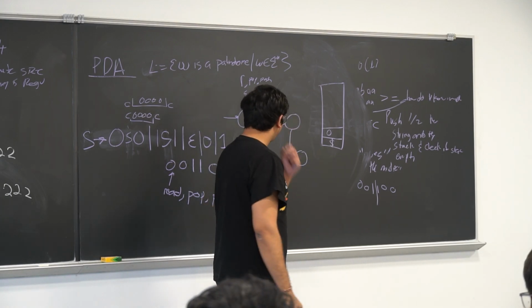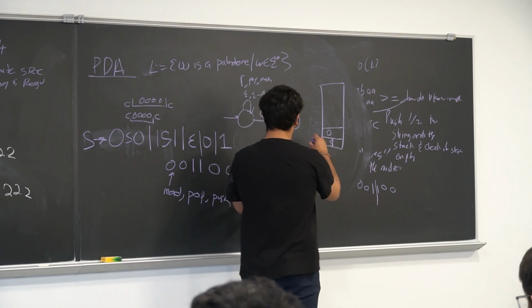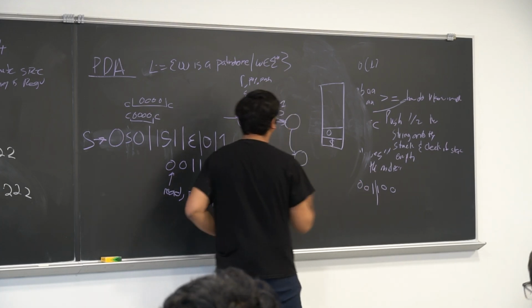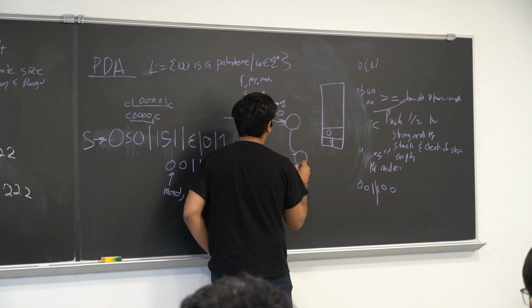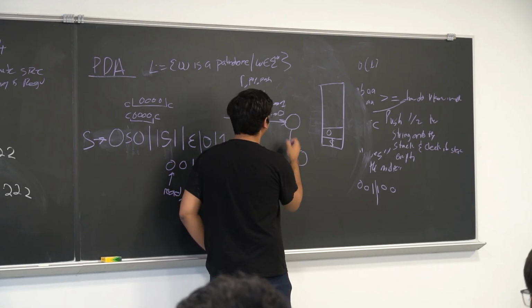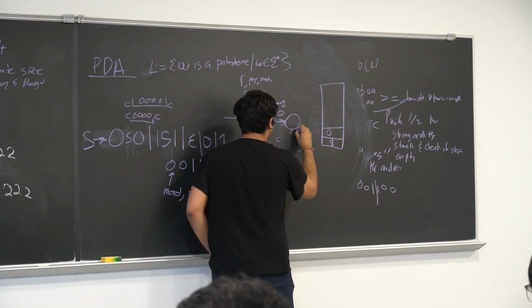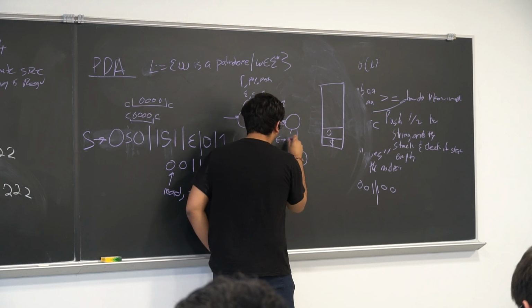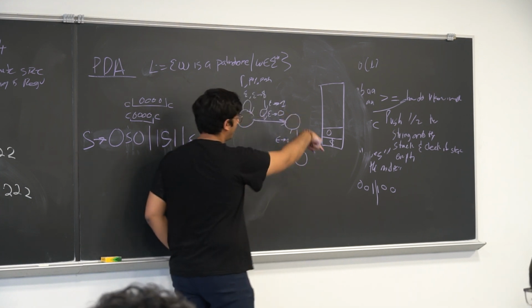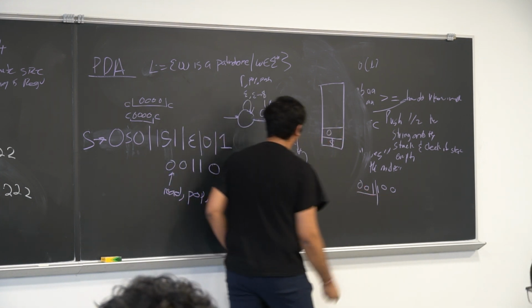In this state, what do I do? I have to pop the existing character off the stack. So this thing is basically saying, hey, I'm going to non-deterministically make a guess now that I'm halfway through the string. Epsilon, epsilon: read nothing, pop nothing, push nothing. Okay, I'm making my guess that I'm at the halfway point of my string.